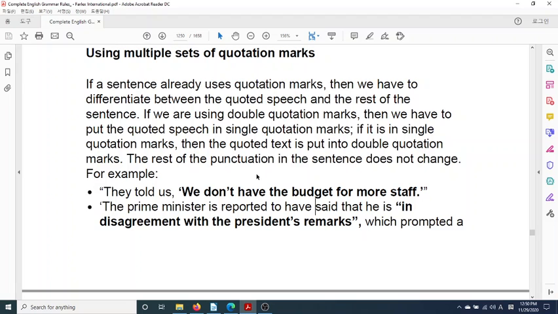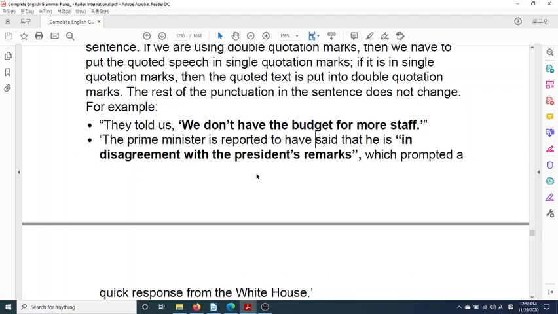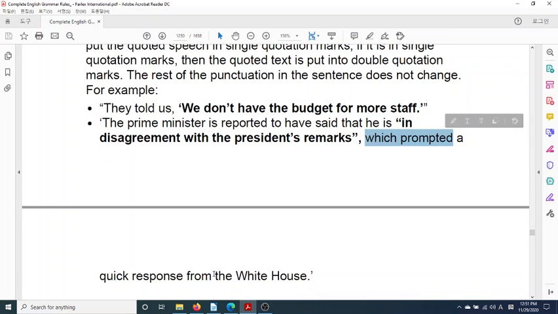Now, this is different from British English. In fact, in British English, it's the opposite. They start with the single. The Prime Minister is reported to have said that he is, and then double, in disagreement with the President's remarks, quotation mark, which prompted a quick response from the White House, singular.